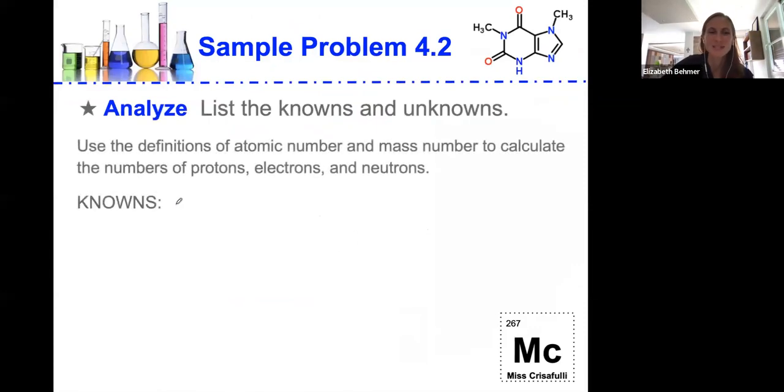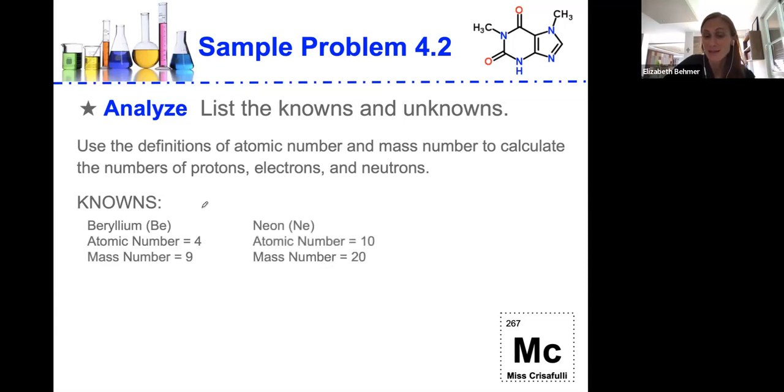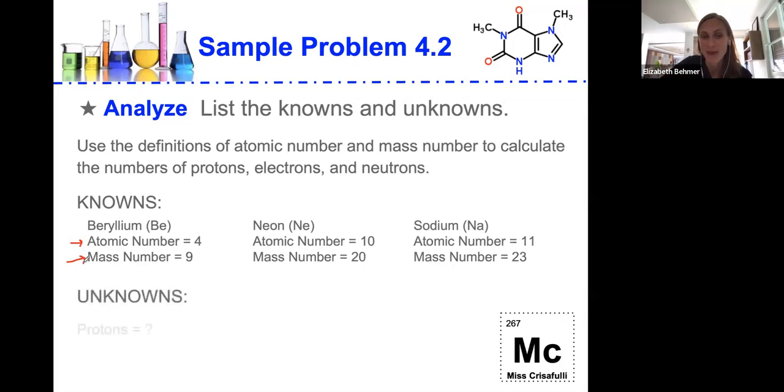Okay, so let's go through the first one. Let's analyze the knowns. Beryllium has an atomic number of 4 and a mass number of 9. Neon has an atomic number of 10 and a mass number of 20. And sodium has the atomic number of 11 and the mass number of 23. Remember, atomic numbers are always equal to the number of protons and electrons in a neutral atom, and the mass number is always equal to the number of protons and neutrons, because those are the particles that have mass. All right, so let's go ahead and solve this.